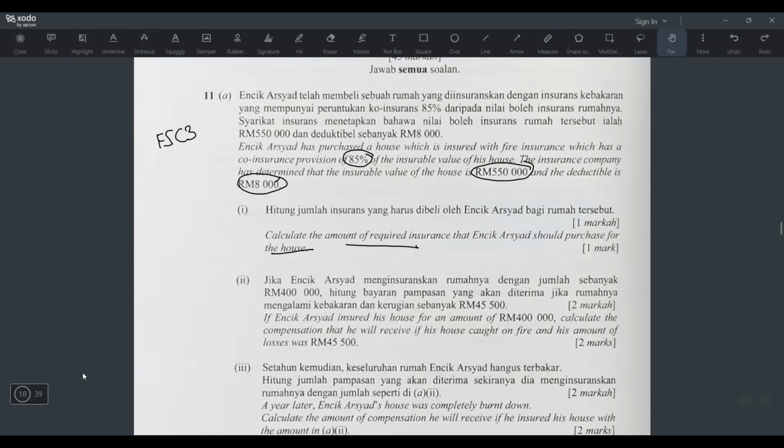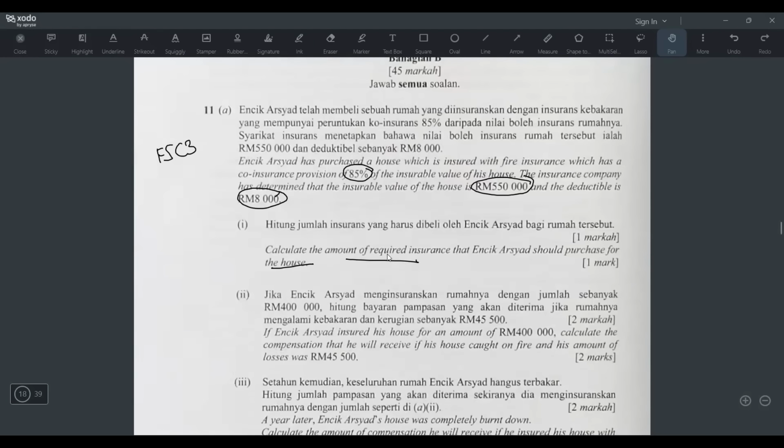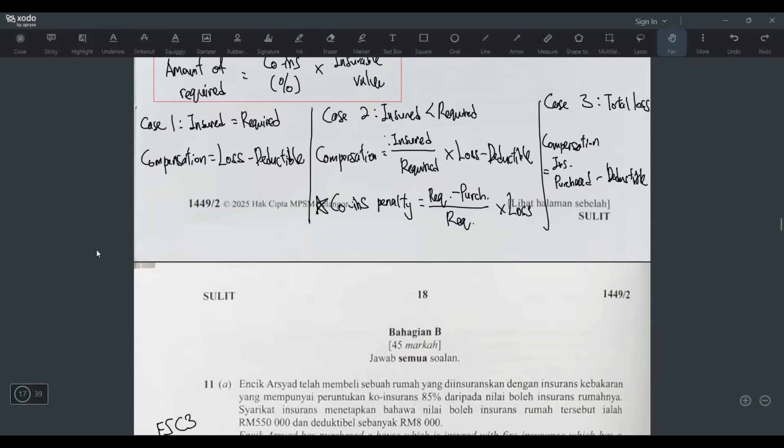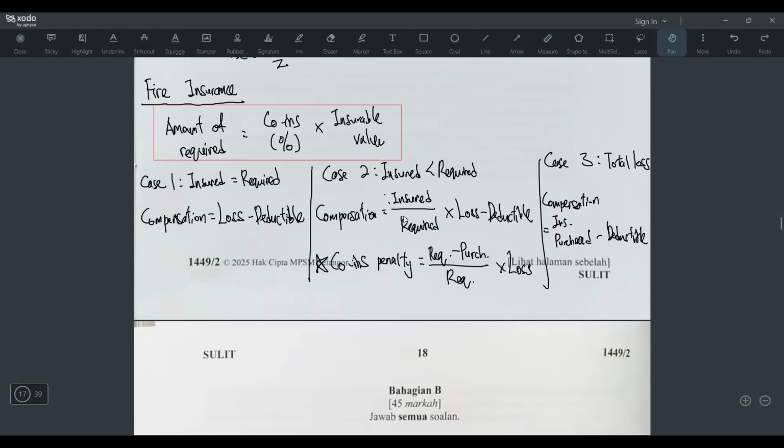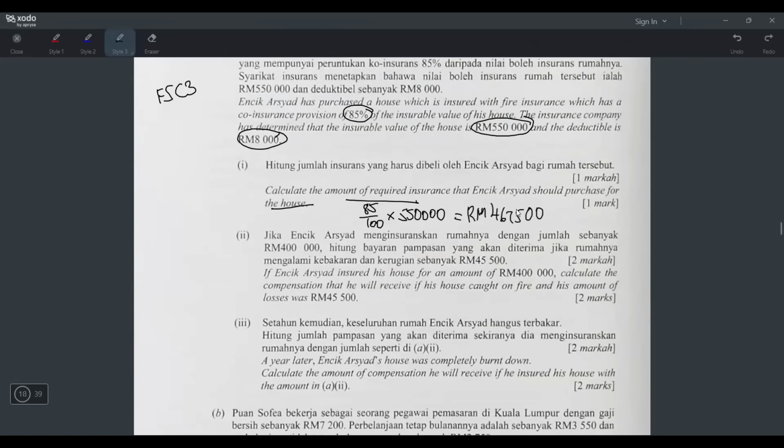So I told you, when you do fire insurance, always start with this formula first. Get the required. And the question also asks for required here. And the formula is what? Just take the co-insurance percent, 85 over 100, multiply with the insurable value, 550,000. Sir, what about the 8,000? That one later. The 8,000 is deductible. We only use the 8,000 when we are finding compensation. When we calculate compensation, only then there is deductible. Now we are finding the required. So just take this times this. Alright, the answer is 467,500. Write RM because this is the final answer: RM467,500.00. So that's how you do it.